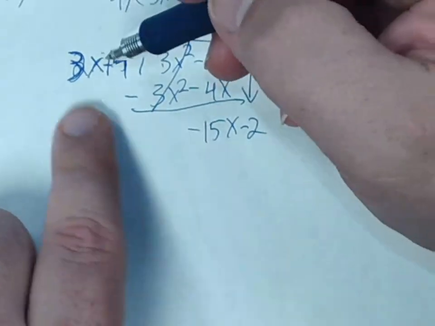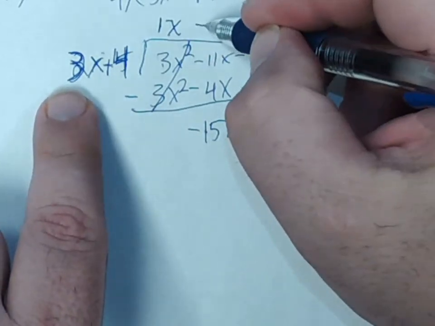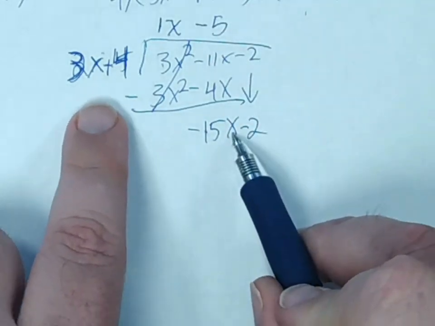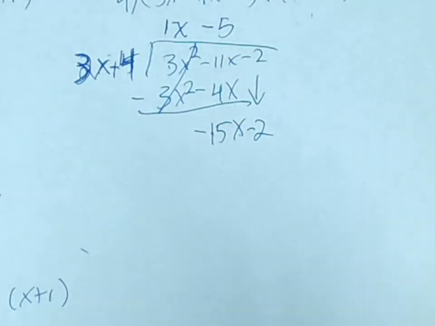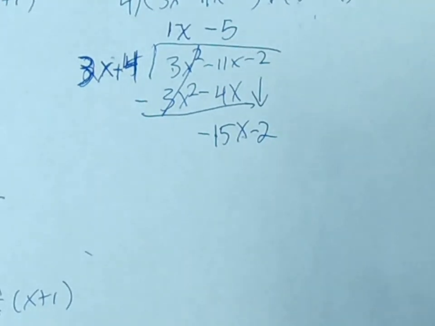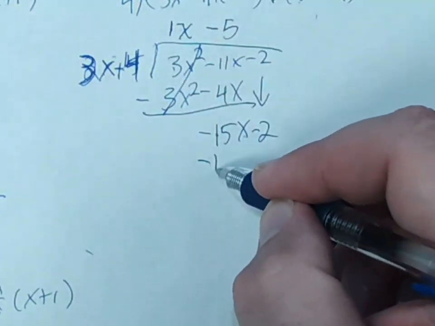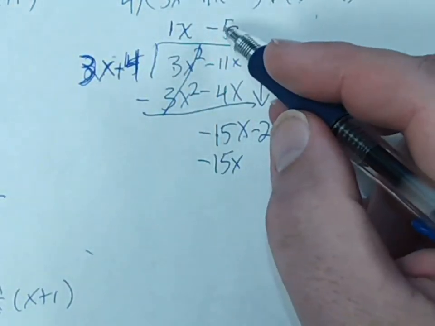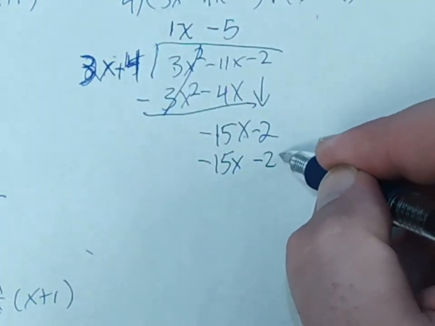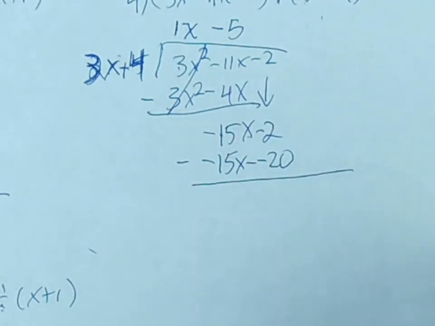Negative 15x divided by 3x. Negative 15 divided by 3 is negative 5. X divided by x leaves us with no x's. So we don't need to put any x's up here. Step 2, multiply. Negative 5 times 3x is negative 15x. Negative 5 times 4 is negative 20. And we subtract here and here.